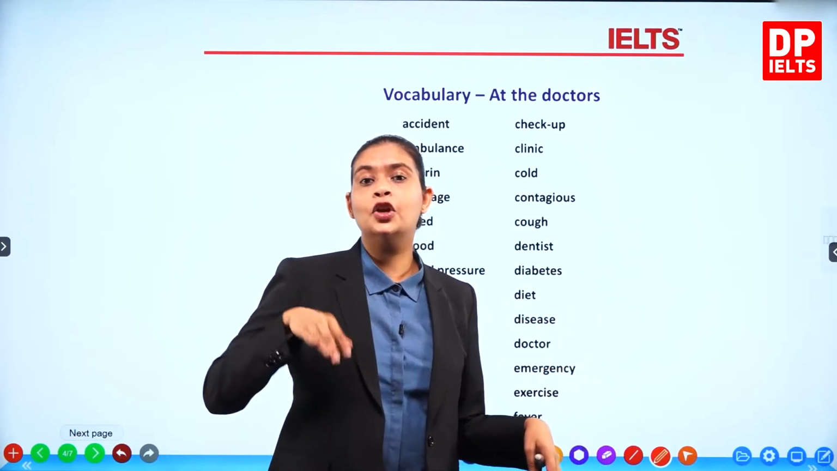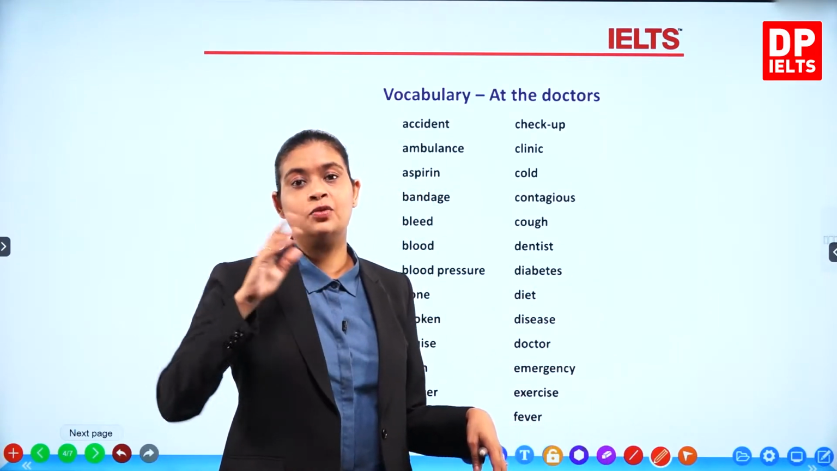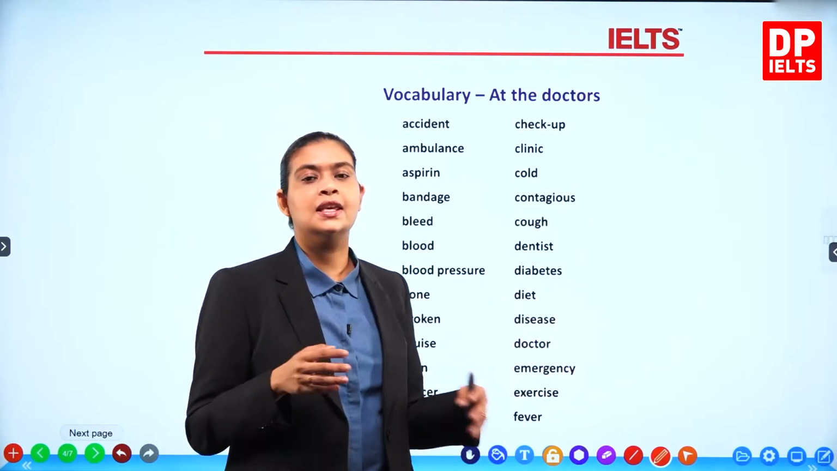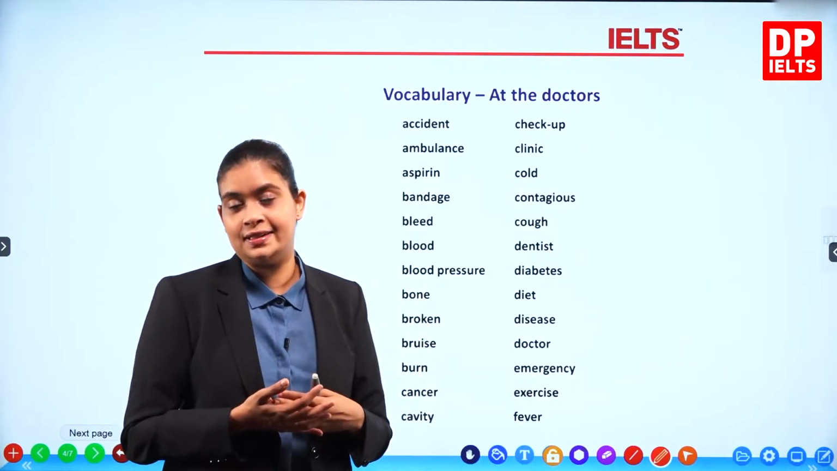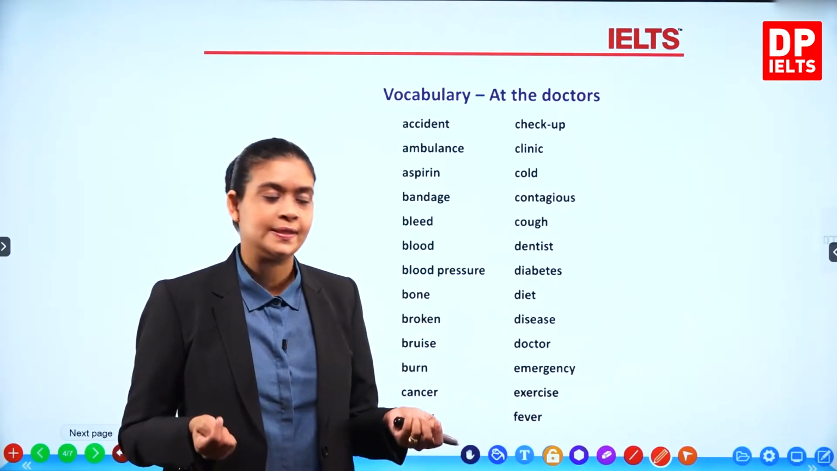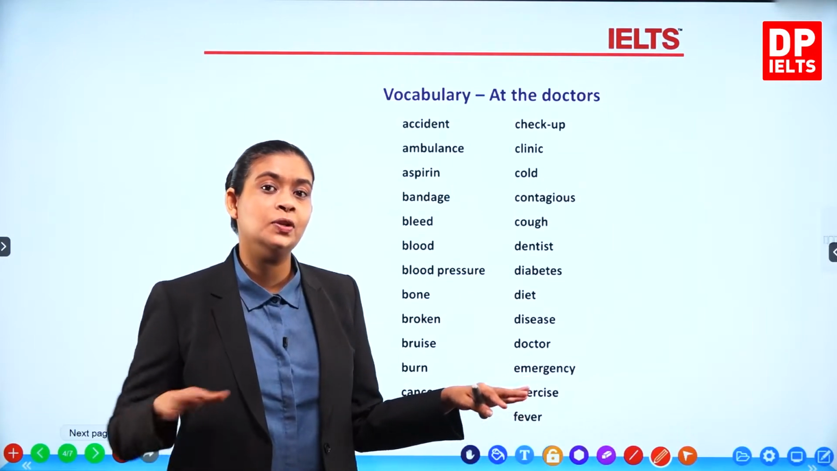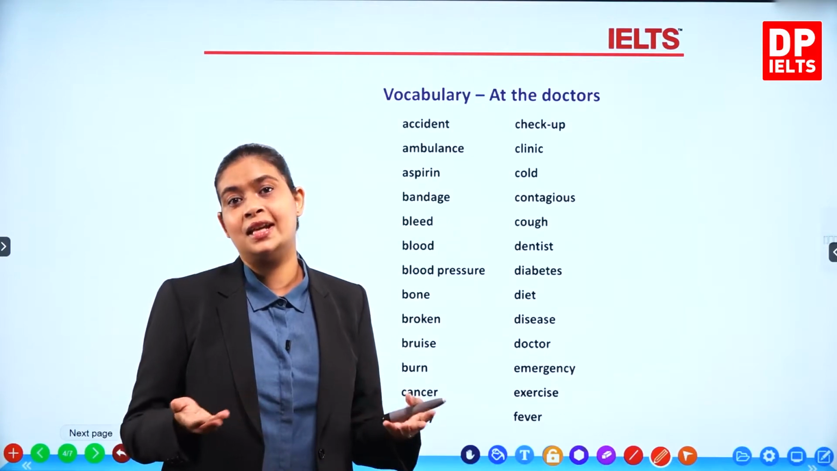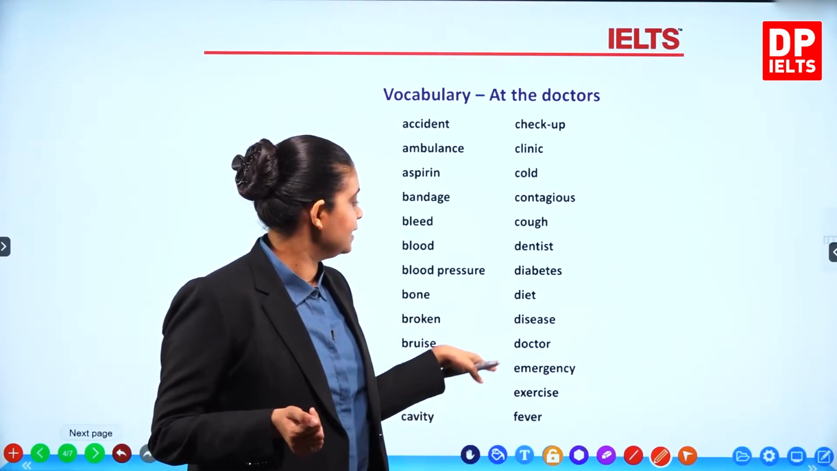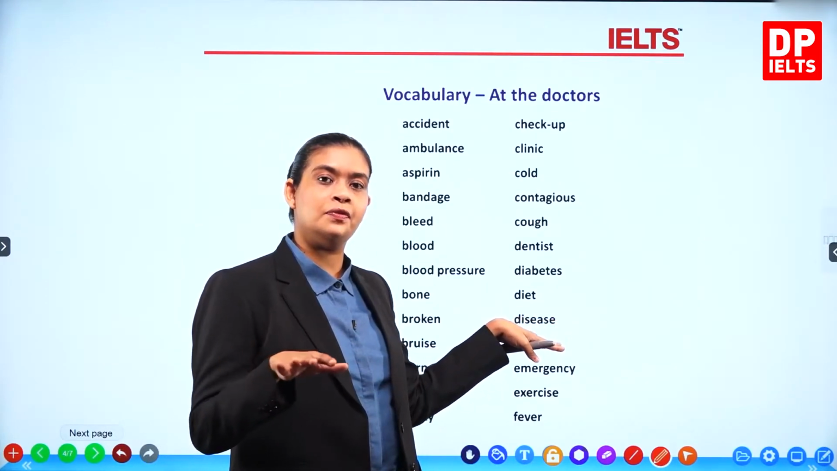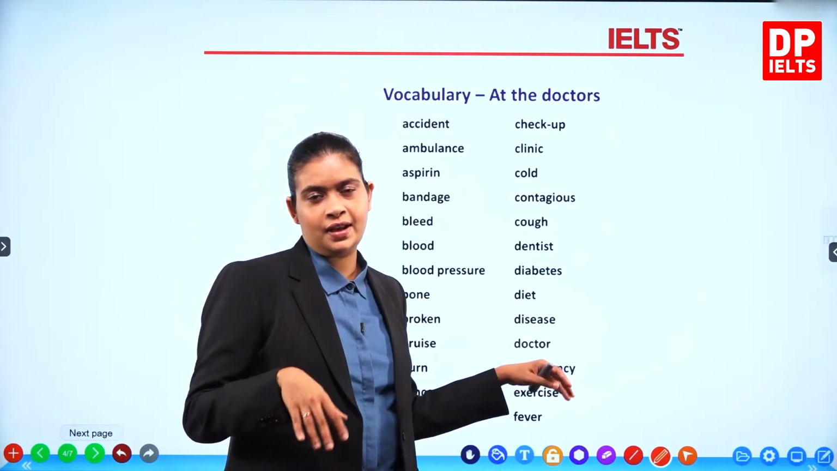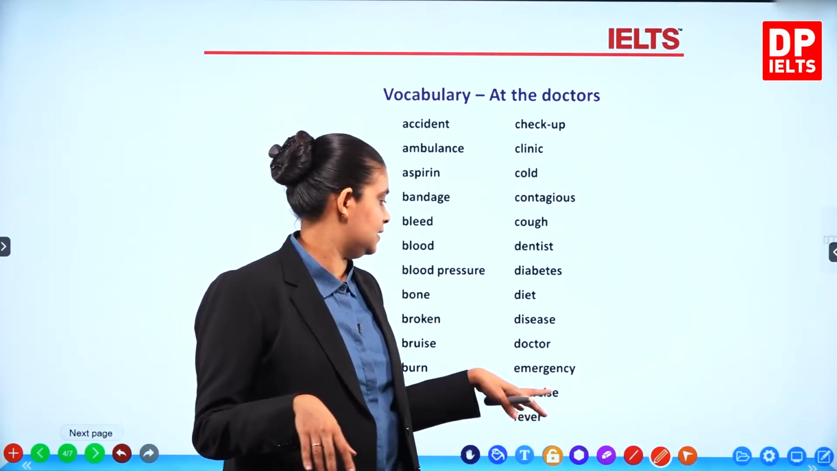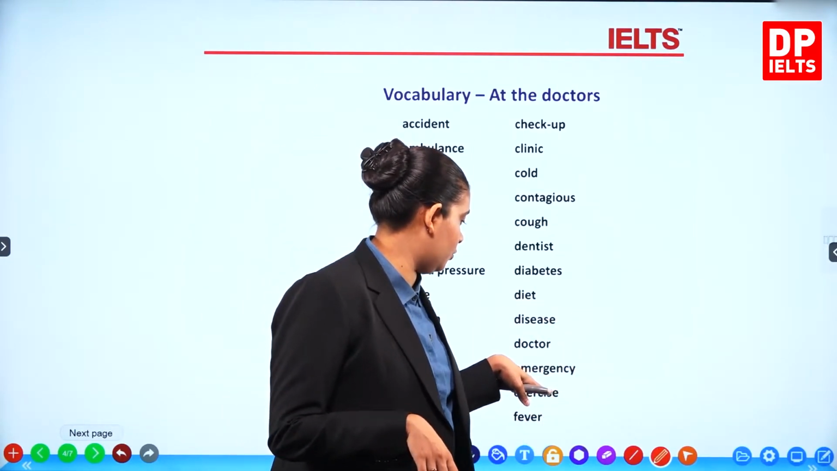Diabetes, when your sugar level has increased in your blood, we say you've got diabetes. Diet is whatever you eat, okay, so your diet, your meals. Some people even say diet when you want to lose weight, so losing weight means you need to cut down on the bad types of food that you eat. Disease is all the different types of diseases that you have, like chicken pox, measles, corona, all of those are diseases. Doctor, you know by now.